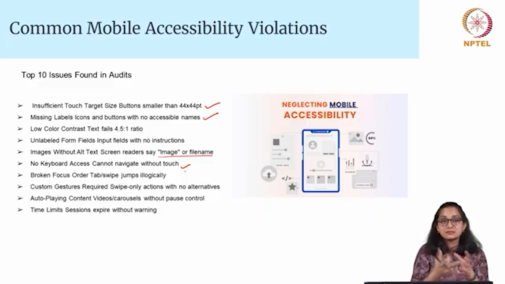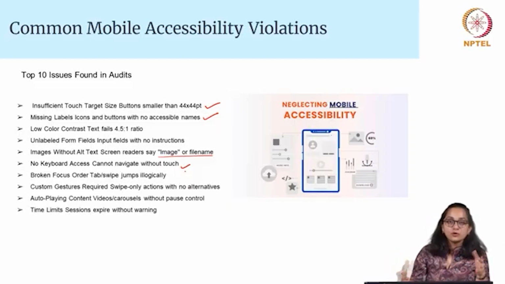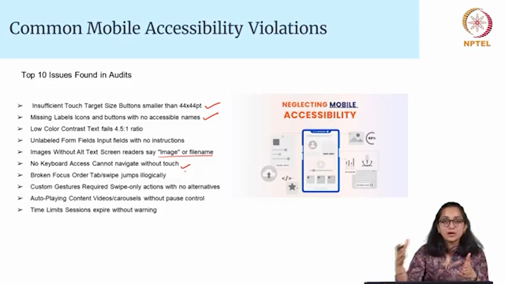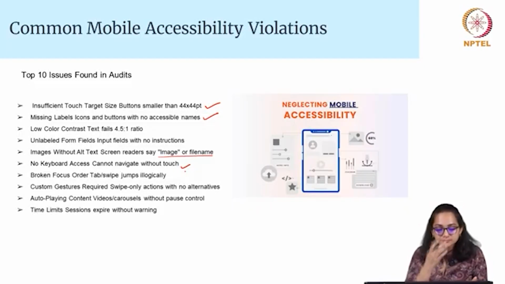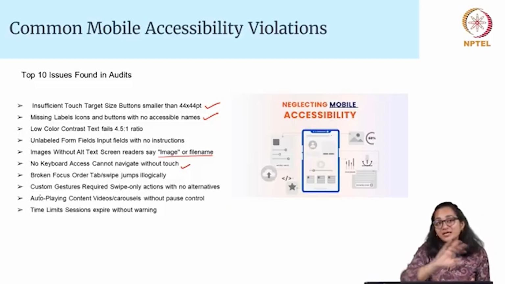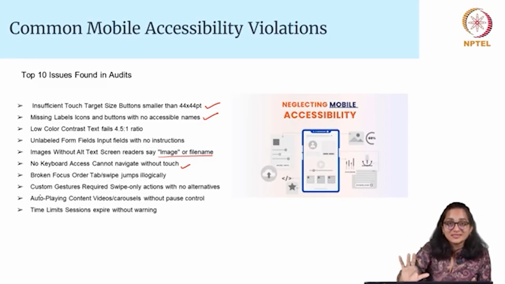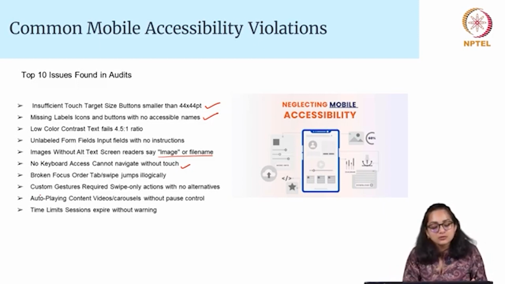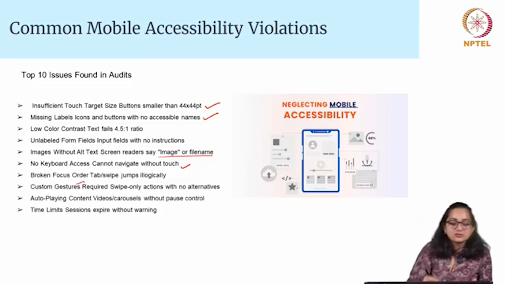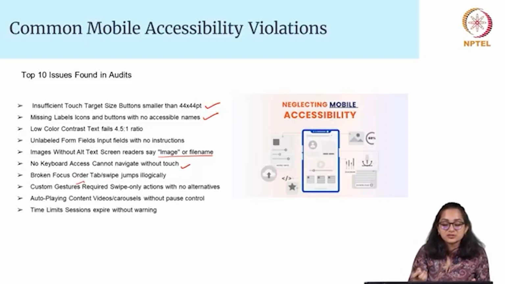We have discussed this in detail: the screen reader is a sequential format. Because it announces each item one by one, the order in which it accesses those items has to be a logical order, and it may be entirely different from how the GUI is representing it, right? Then custom gestures required, swipe-only actions with no alternatives.